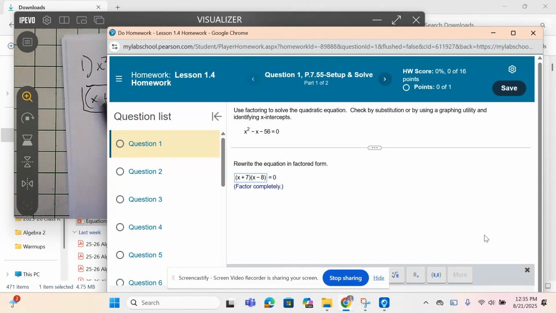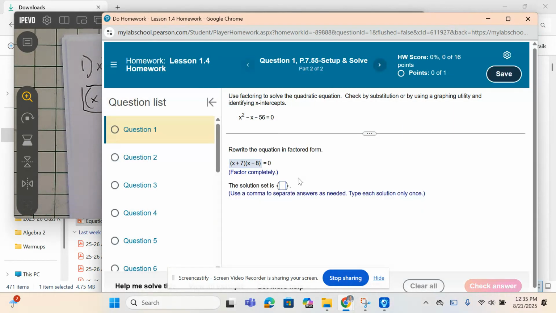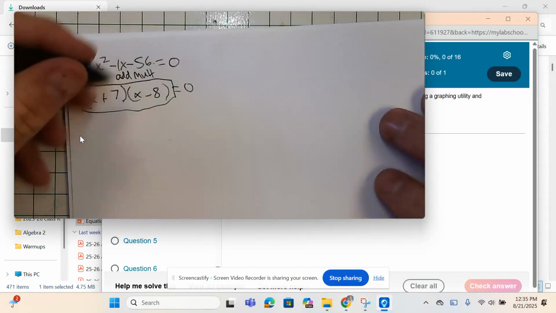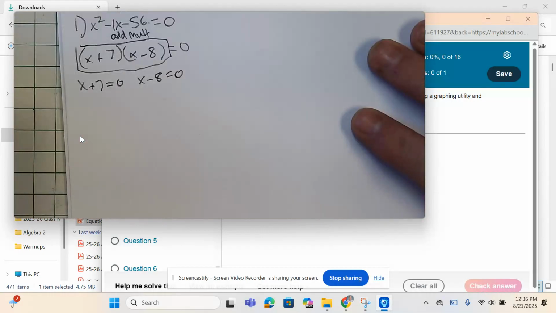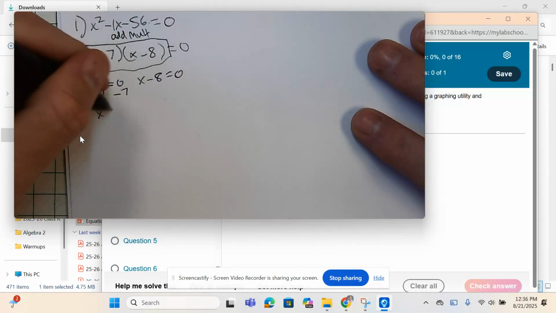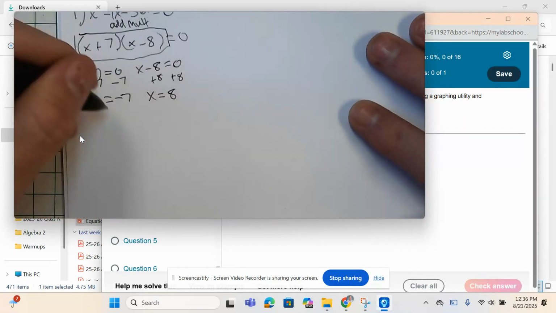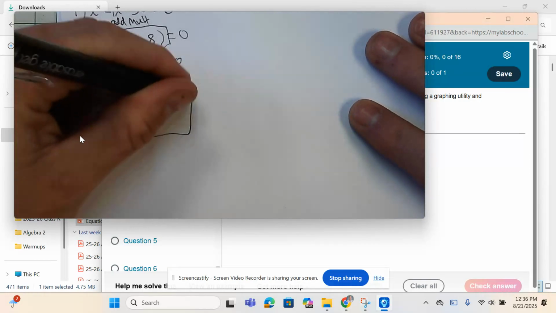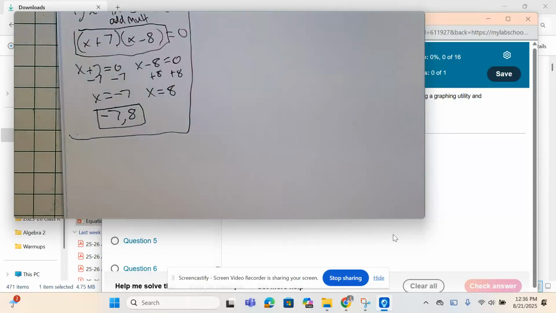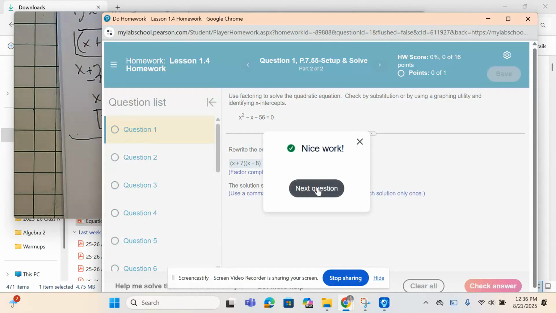And then that's the first step. Now I'm going to find the solution set. To find the solution set, I set each of these equal to 0. Subtract 7, x equals negative 7. Add 8, x equals 8. So it's negative 7 and 8. That's my solution set. So I'm going to enter negative 7, comma 8. Check answer. Next question.